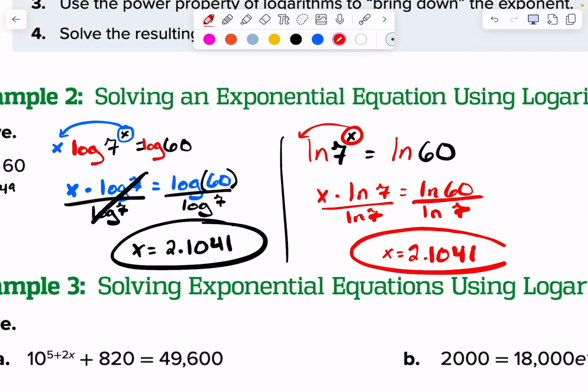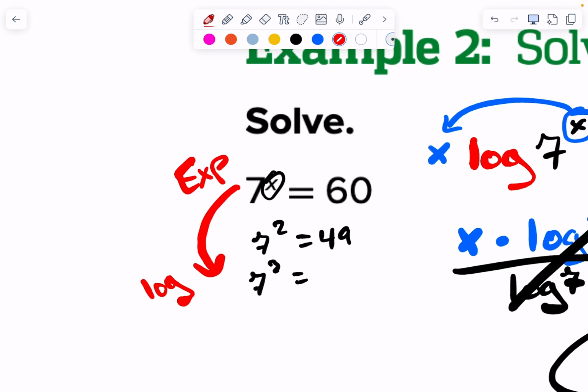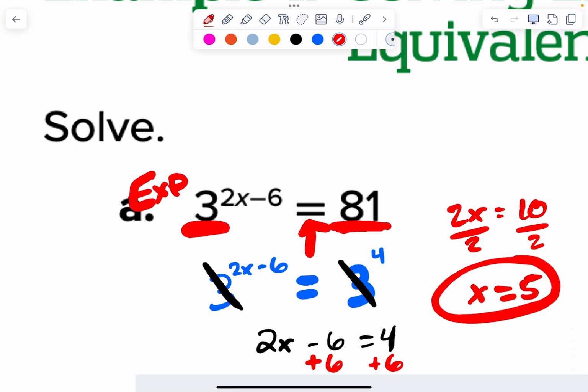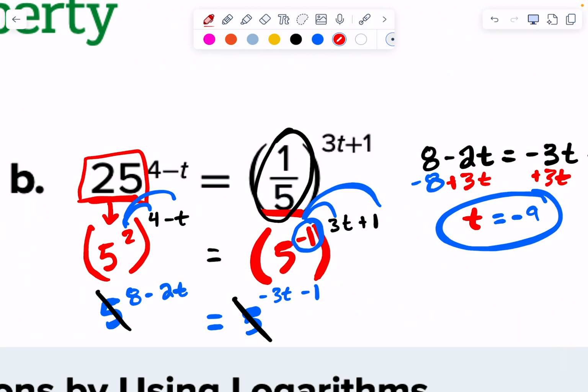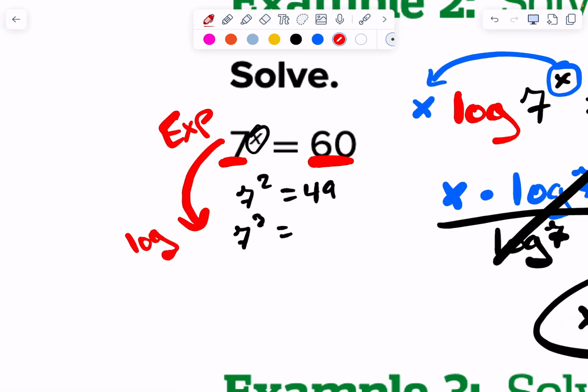So when do you do that process? When do I log both sides? When you can't get these two numbers to be the same base. Like up here, I could change the 3 and the 81 to both be powers of 3, right? Here, I could change them both to be 5s, right? I cannot change both sides to be 7s. So when they won't change bases to be the same number, that's when you have to log both sides or ln both sides. And then your exponent comes down and all the things, right?